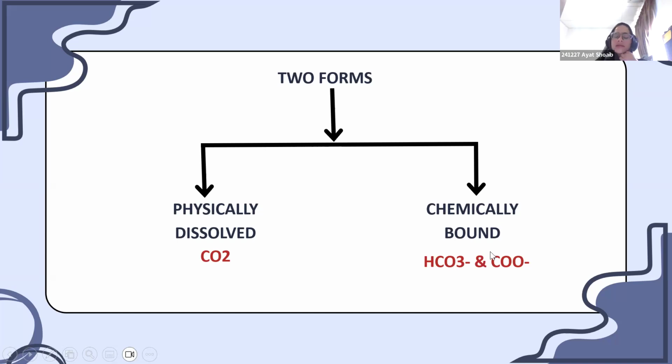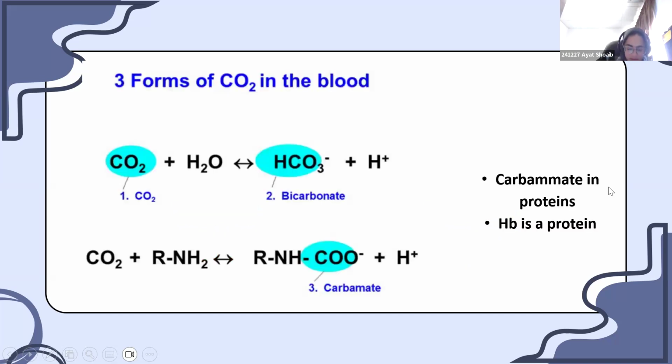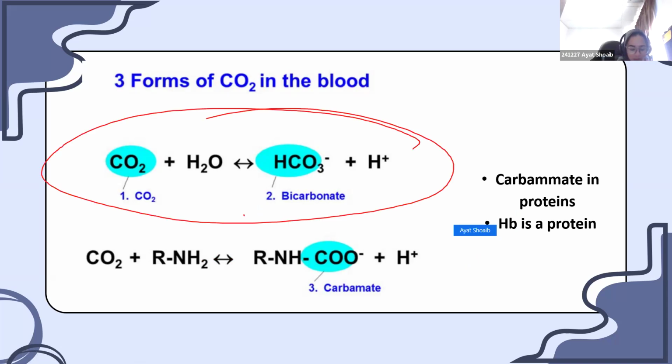This does not look very easy. So this is bicarbonate. This is carbamate. Let's move forward. This equation will not leave you. In this equation you have bicarbonate, which is one of the chemically bound forms. This is the physically dissolved one.